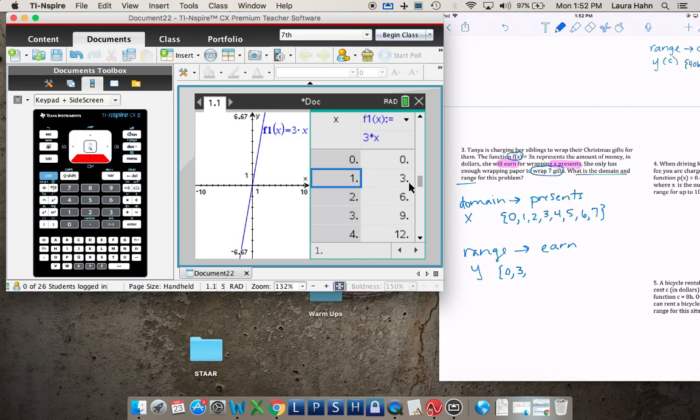2 presents is 6. 3 presents, she'd make $9. 4 presents, she would make 12. All right, we're almost there. Remember, we're going up to 7. 5 presents, she would make 15. 6, she would earn 18. And if she does all 7, she would earn $21.